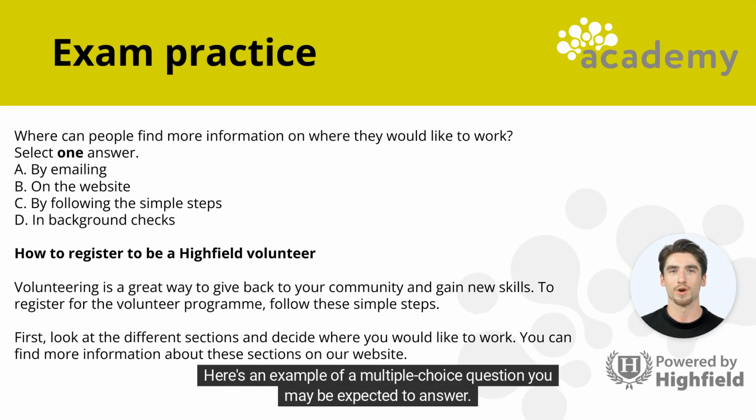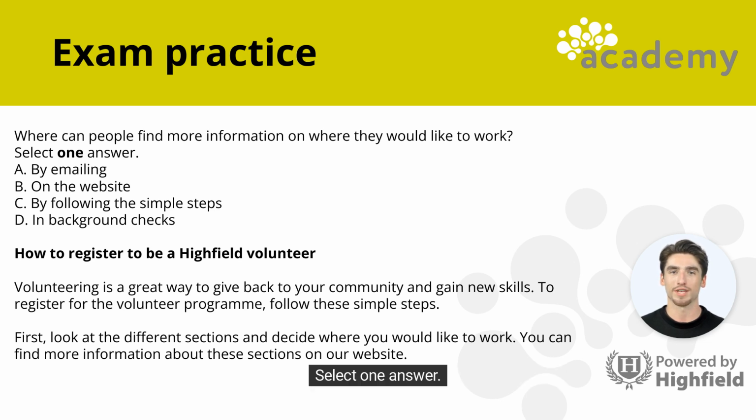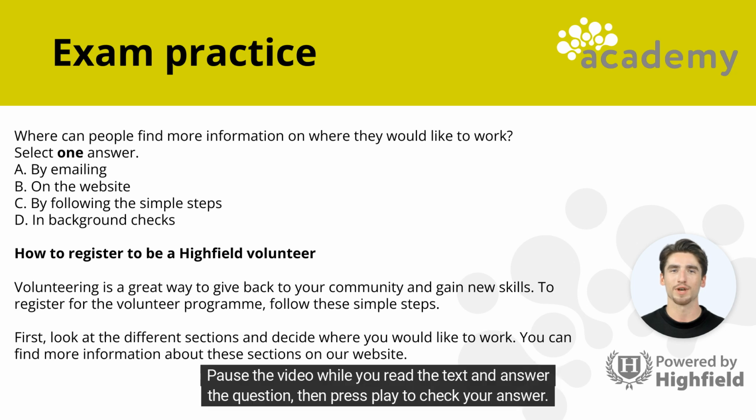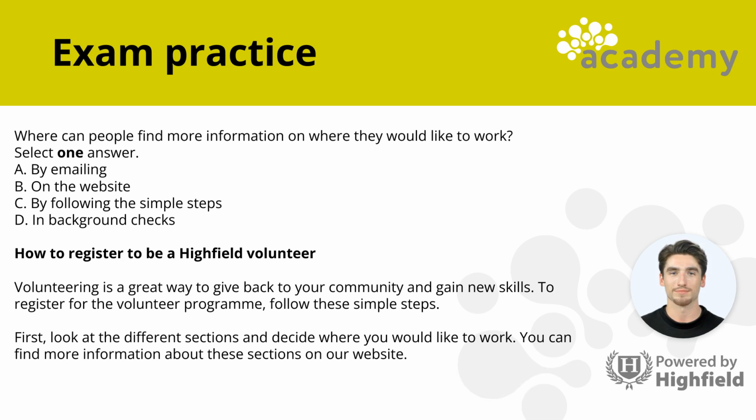Here's an example of a multiple choice question you may be expected to answer. Where can people find more information on where they would like to work? Select one answer. A. By emailing. B. On the website. C. By following the simple steps. D. In background checks. Pause the video while you read the text and answer the question, then press play to check your answer.